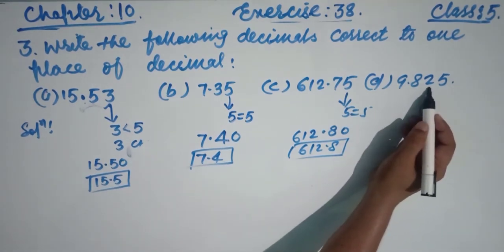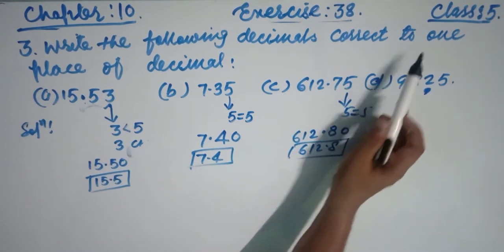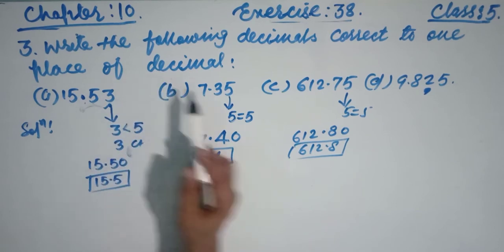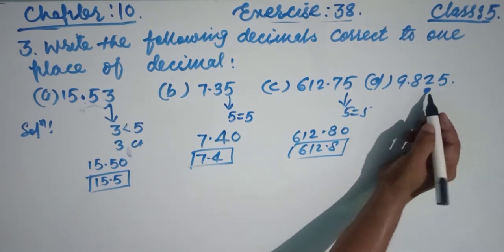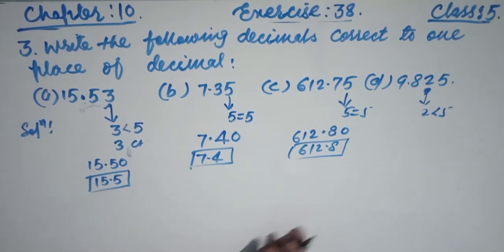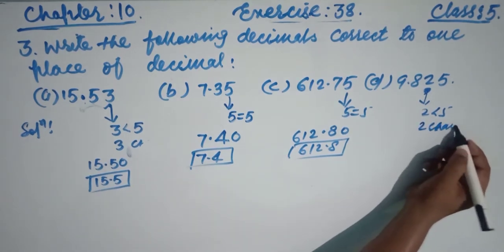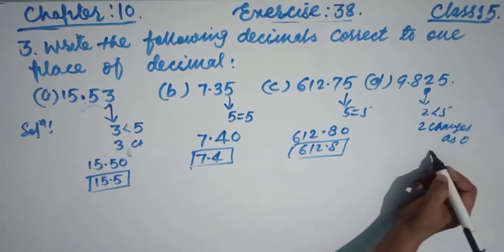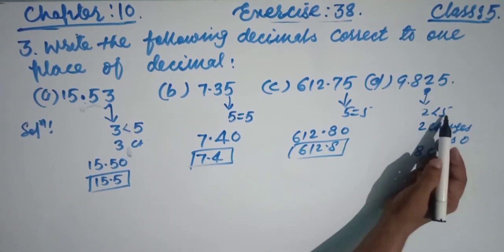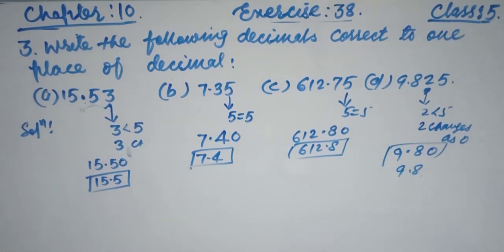Here look at the second digit, because we have to write correct to 1 place of decimal. Here 3 places of decimal are given. Now see the second digit after the decimal, 1 and 2, and this is less than 5. So we can write this number, friends. This 2 is changed to 0, and now 8 as it is because this is less than 5, and the point as it is, 9 as it is. So this could be written 9.8. So option D, 9.8 is the correct answer for sub question D.